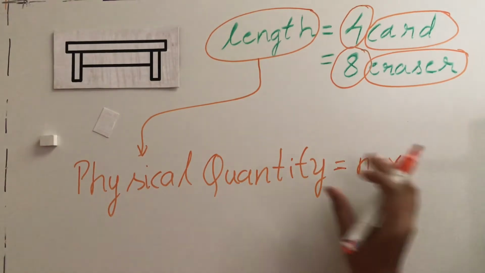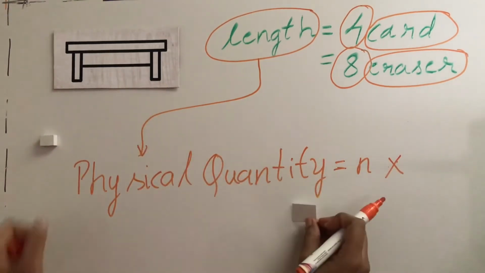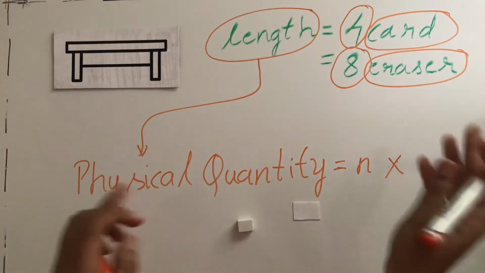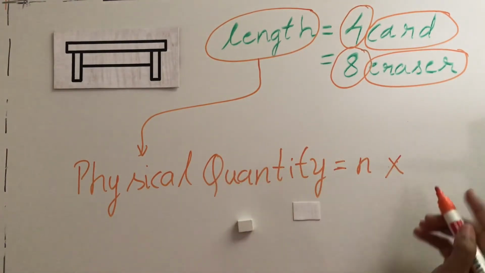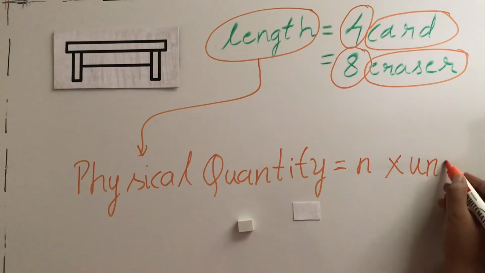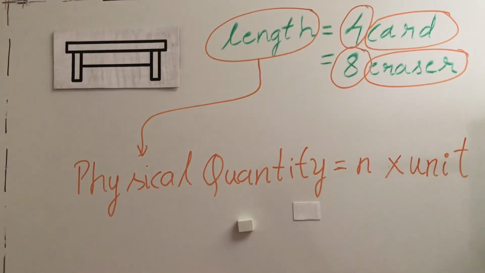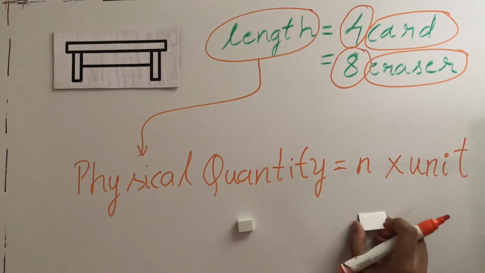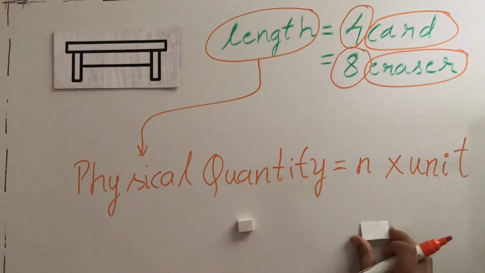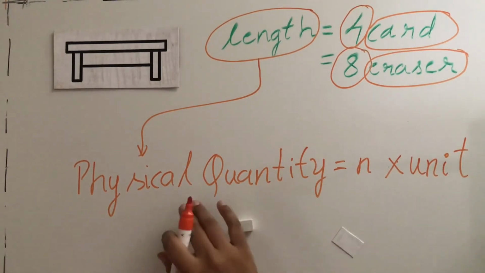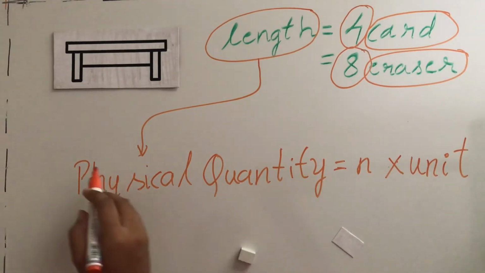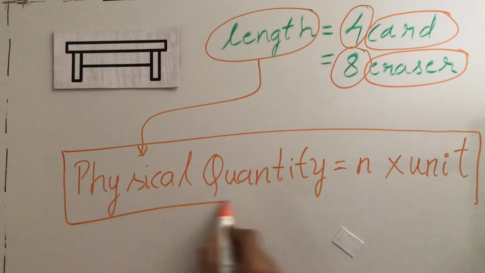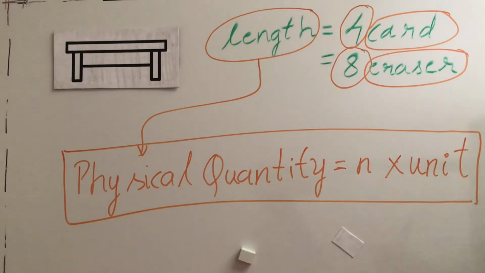This standard quantity, whether it is a card or a piece of an eraser, which we consider to measure the physical quantity, is known as unit. Unit is a standard quantity of fixed value, which means its magnitude is fixed, that is used to measure the physical quantity. This is how we measure the physical quantity using unit.